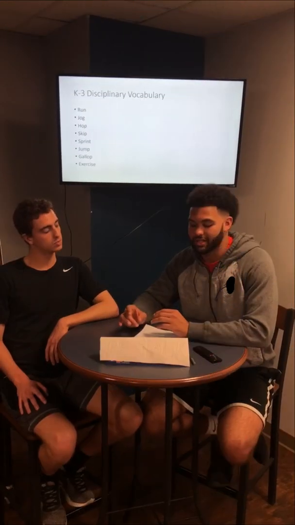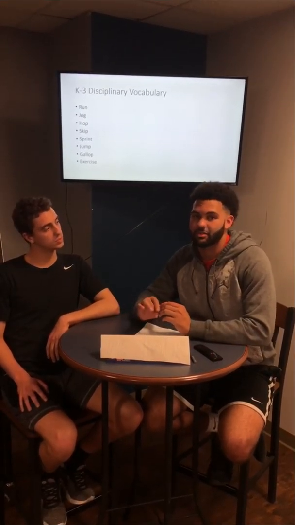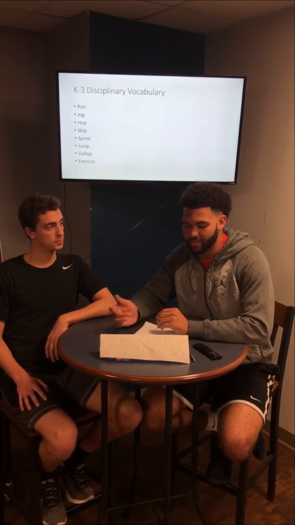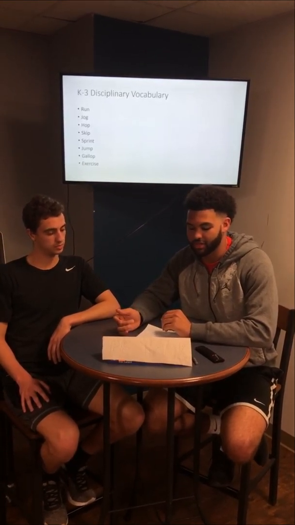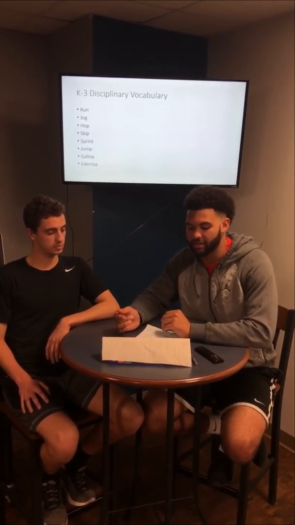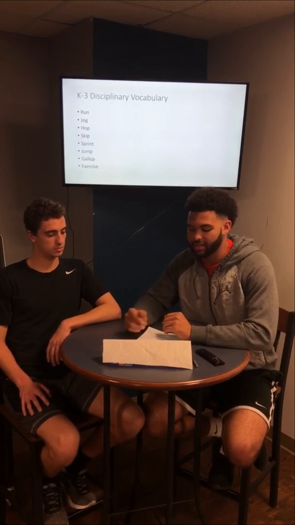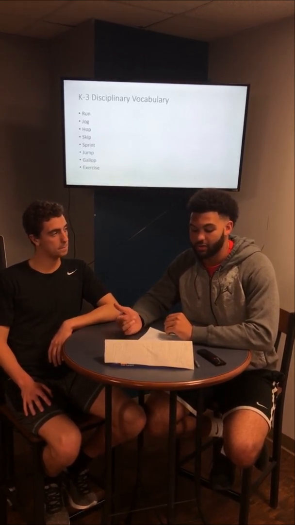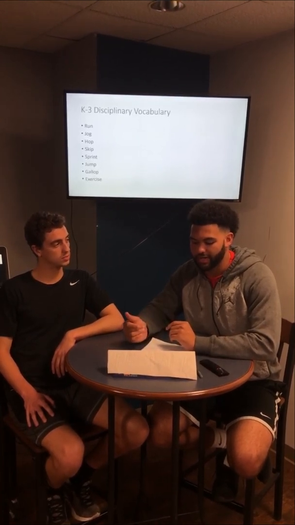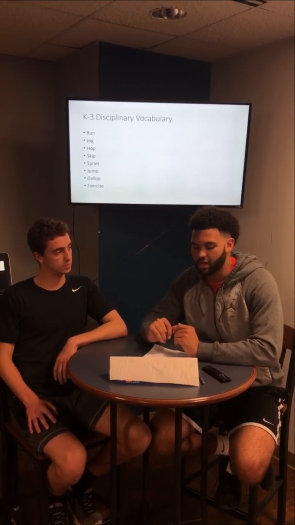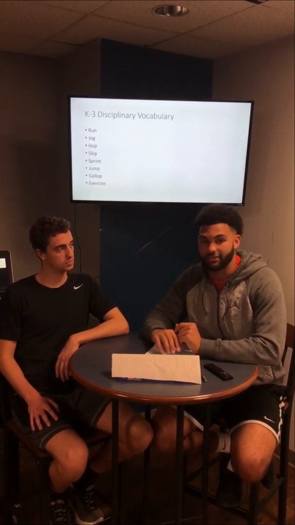The first stage that we'll be discussing is K through 3 for disciplinary vocabulary. We see that in the early stages of elementary, we teach through simplified words like run, jump, and hop. This is important because these words all mean different things when used. For example, if we are doing an activity and the instructions are to sprint, we don't need the students jogging because they don't understand the proper definition.